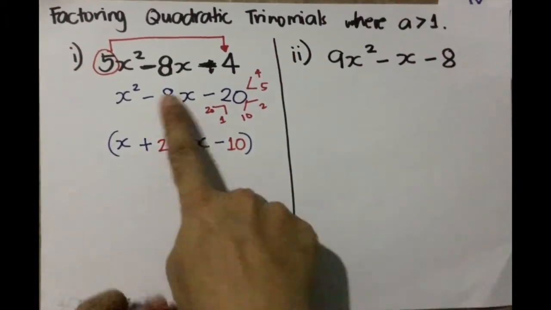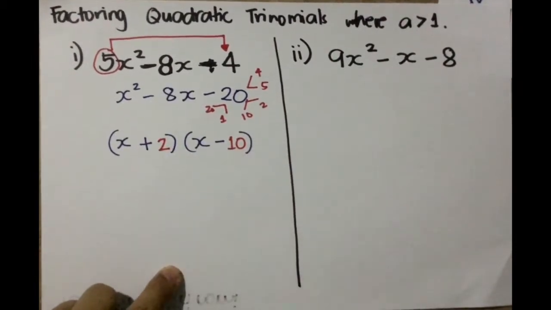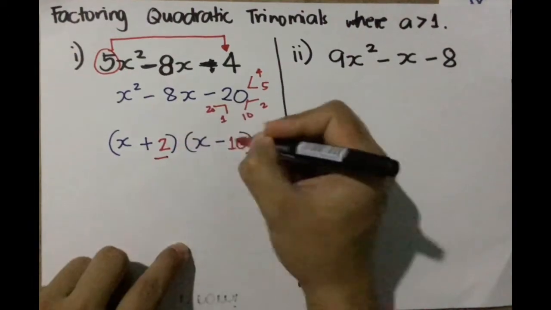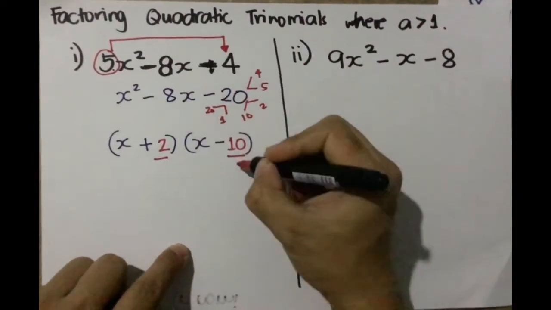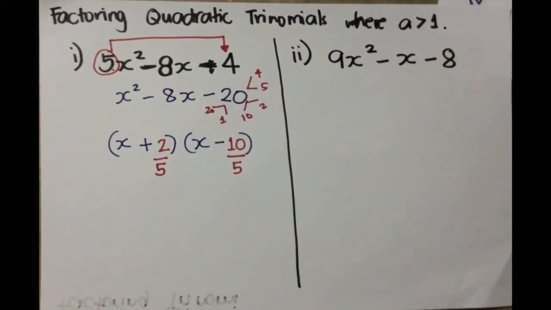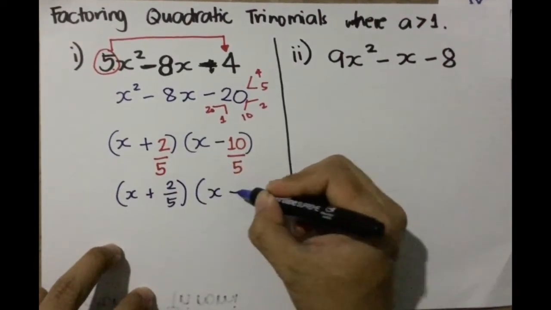But that's not the end of the solution. Remember, this expression is not equal to this expression. So we have to make sure that this trick will work. So what is actually the catch of this method? You have to divide these numbers by the number you multiplied earlier. So you multiplied 5, so I divide it by 5. Okay? And then simplify. So therefore, x plus 2/5 and x minus 2.